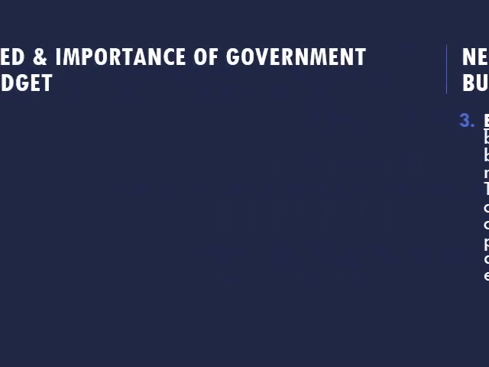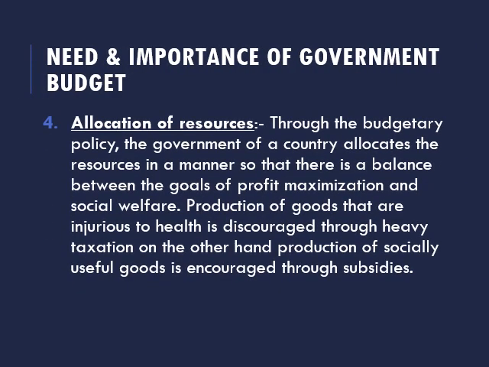Fourth point, allocation of resources. Through the budgetary policy, the government of a country allocates resources in a manner so that there is a balance between goals of profit maximization and social welfare. Production of goods that are injurious to health is discouraged through heavy taxation, on the other hand, production of social use goods is encouraged through subsidies.